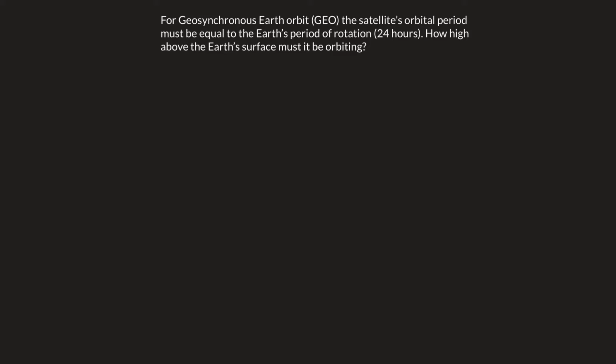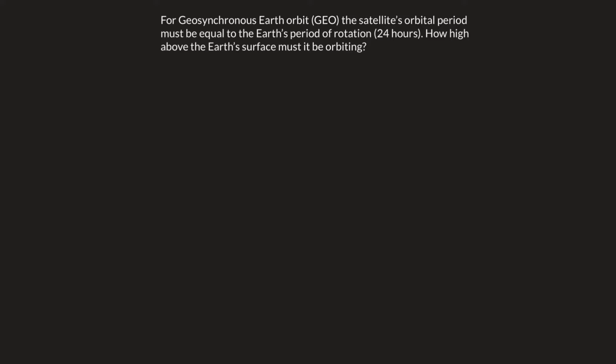Let's take a look here at an example of geosynchronous Earth orbit, or GEO. For a satellite's orbital period to be considered GEO, it's got to have the same orbital period as the Earth, which is one rotation every 24 hours. So here we're looking at how high above the Earth's surface this satellite must be orbiting.